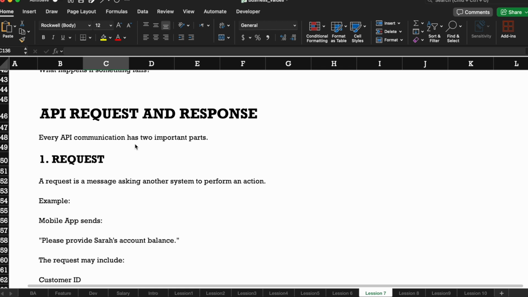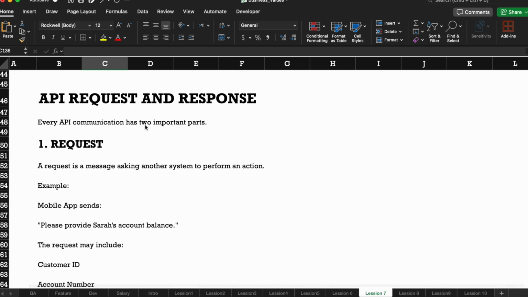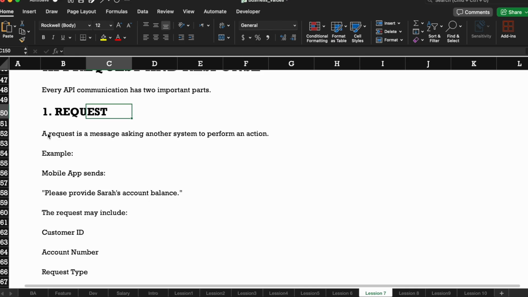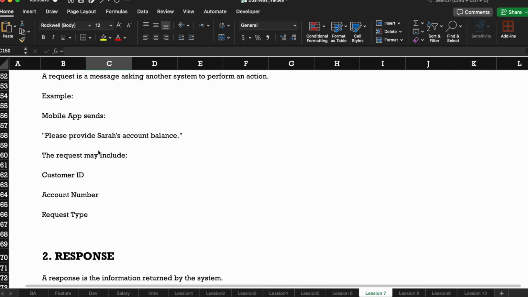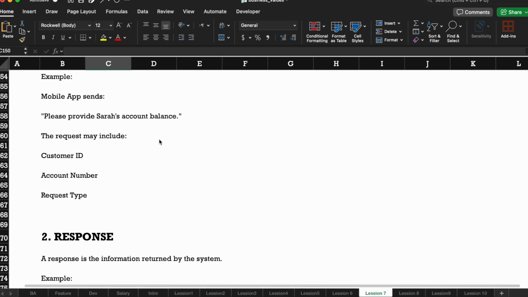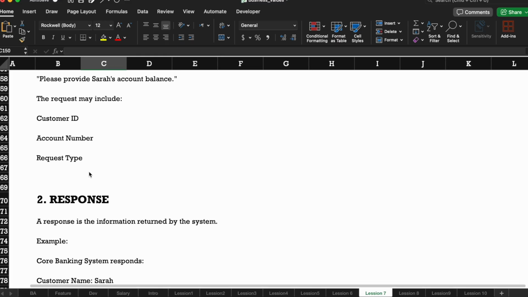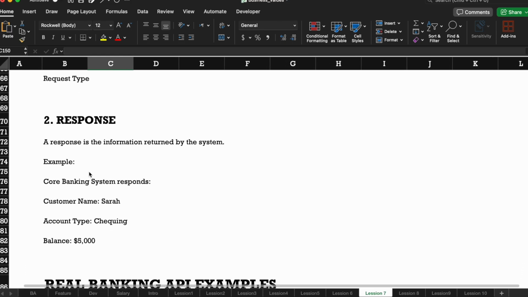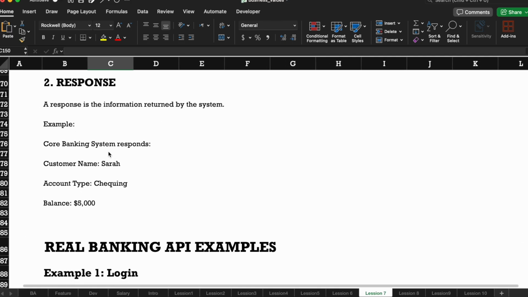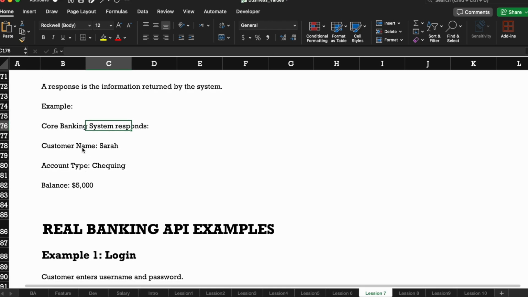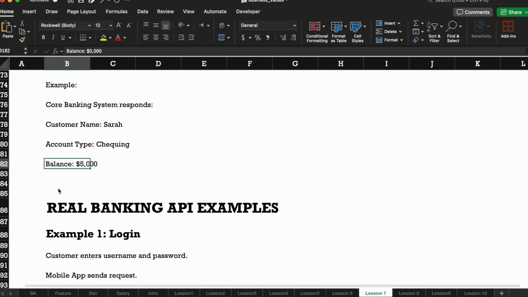API request and response. Every API communication has two important parts. Request: a request is a message asking another system to perform an action. Example: the mobile app sends "please provide Sarah's account balance." The request may include customer ID, account number, and request type. Response: the response is the information returned by the system. Example: the core banking system responds with customer name Sarah, account type checking, balance $5,000.